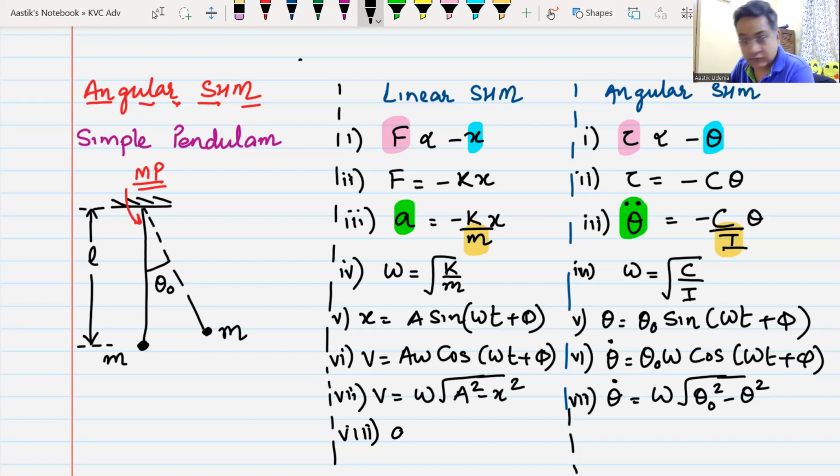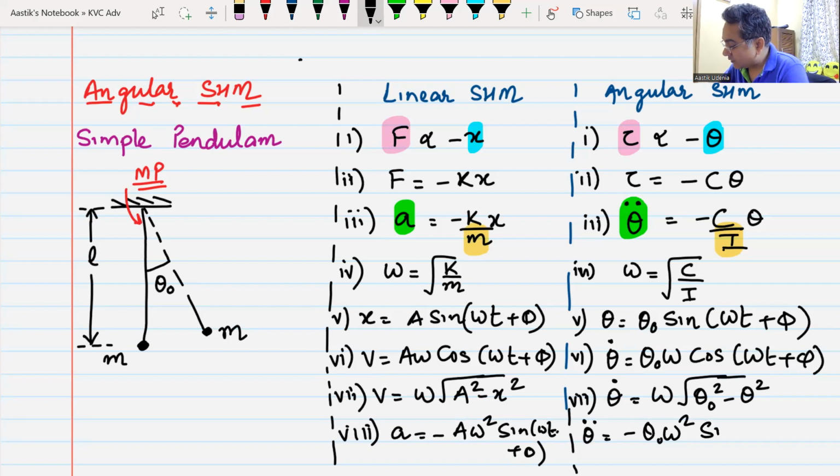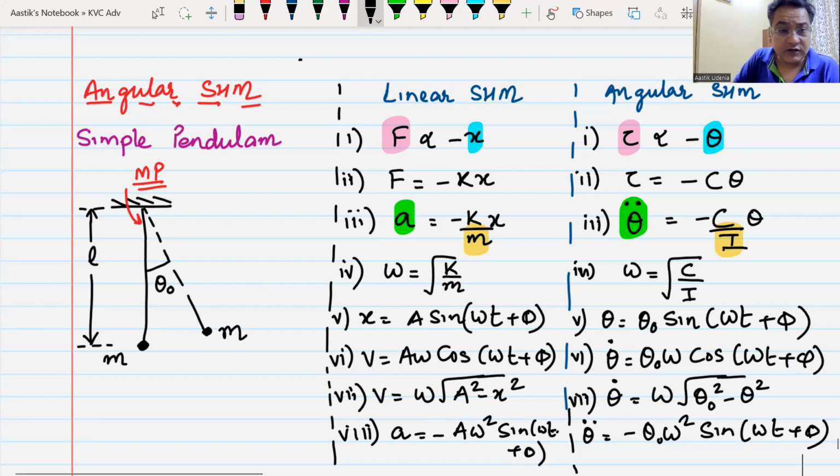Eighth one, I will give you time to write. Minus a omega square sine of omega t plus phi. Here I will have theta double dot is equal to minus theta naught omega square sine of omega t plus phi. I'll give you 5 minutes. Note this down and remember them.